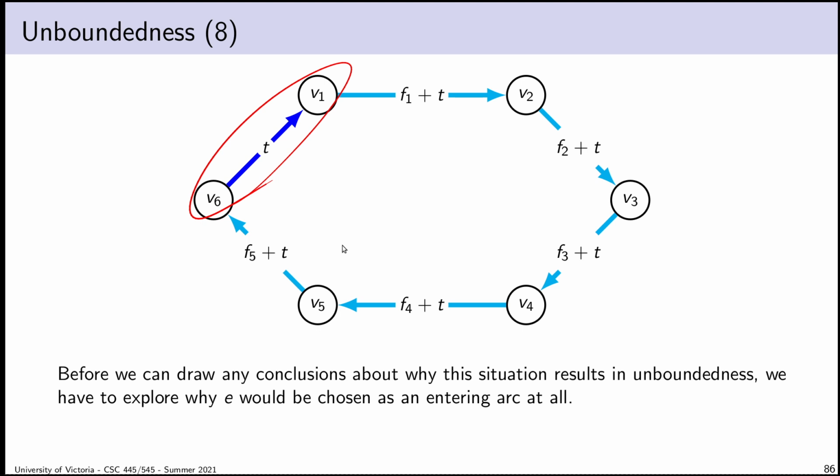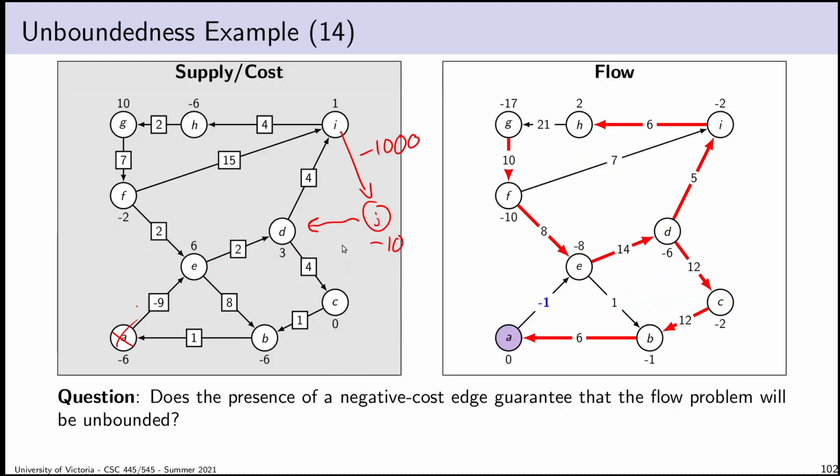For symmetry with the regular simplex method, the non-network simplex method, where we always detect unboundedness when we are finding our entering variable. So negative cost edges are the cause of unboundedness, but they don't necessarily cause unboundedness. But in any case, we have a way of detecting it.